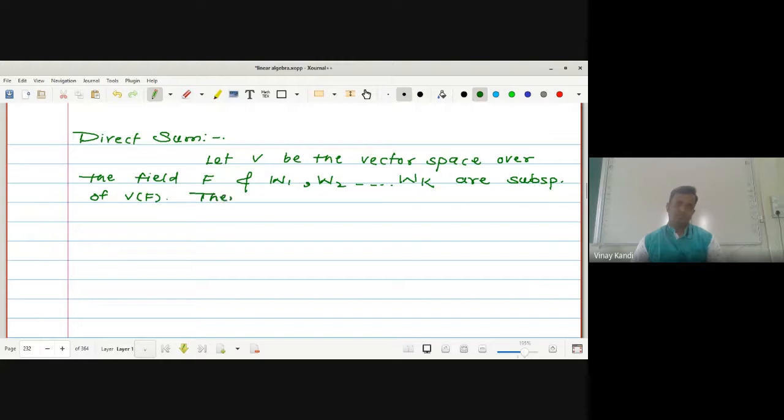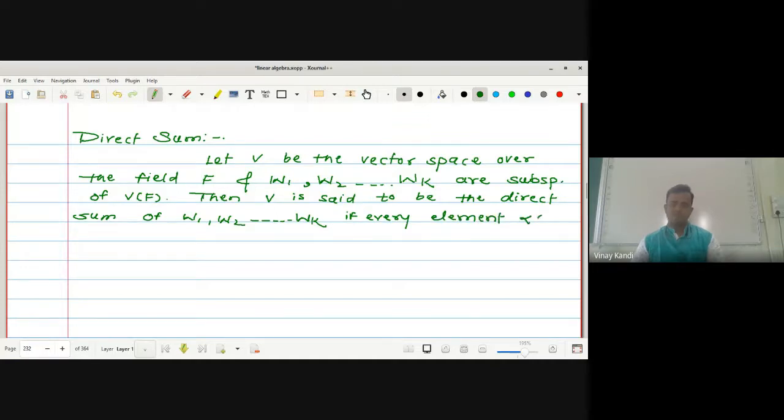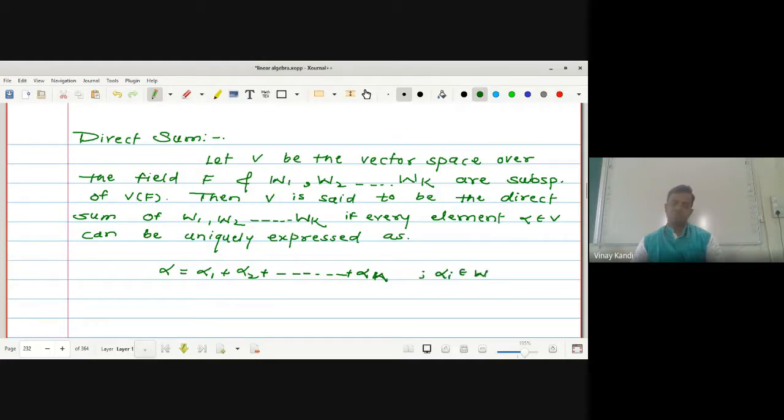Then V is said to be the direct sum of W1, W2, up to Wk, if every element alpha belonging to V can be uniquely expressed as alpha equals alpha 1 plus alpha 2 plus up to alpha k, where alpha i belongs to Wi.